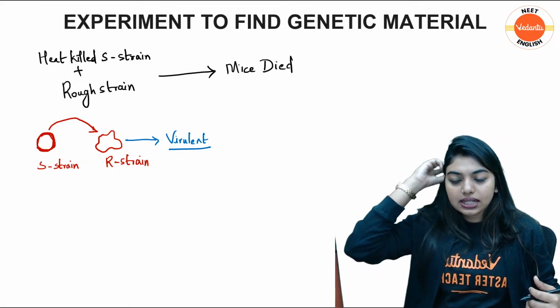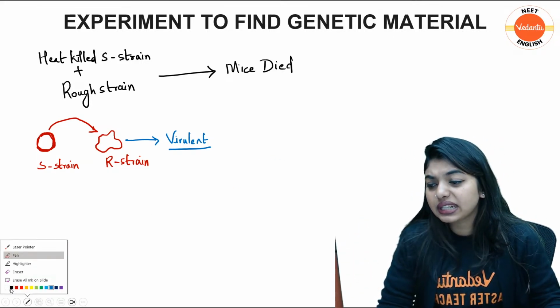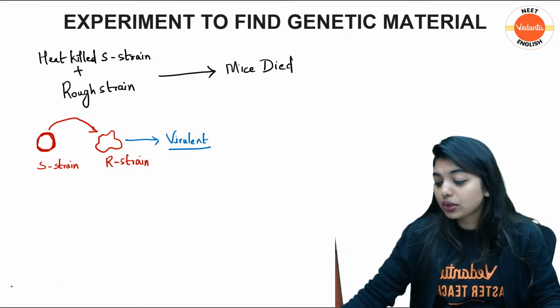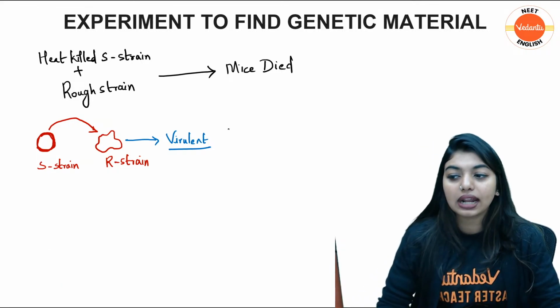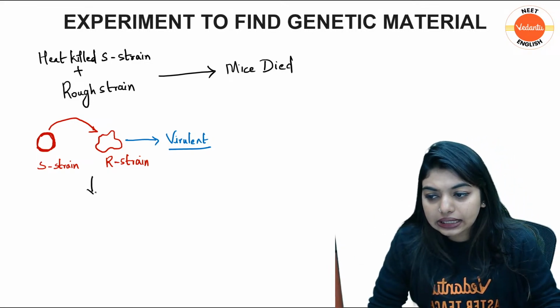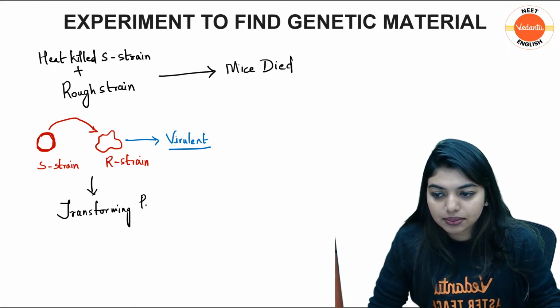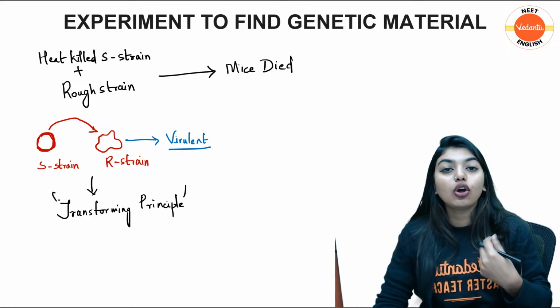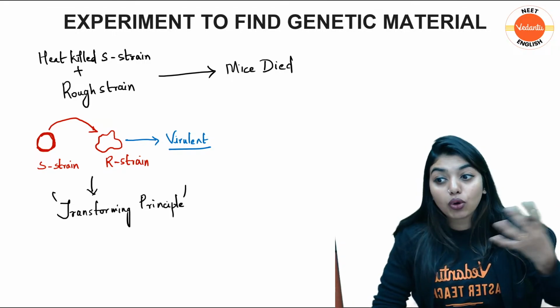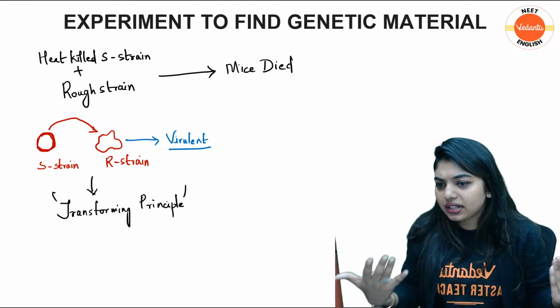Now, students, what is the thing? So Griffith understood this, but he was not able to put a name for all this. He told that from the S strain, something got transformed into the R strain, and that thing he called transforming principle. Because Griffith did not know what exactly transformed and what exactly made the R strain virulent, he just simply called it transforming principle. Fair enough, right?